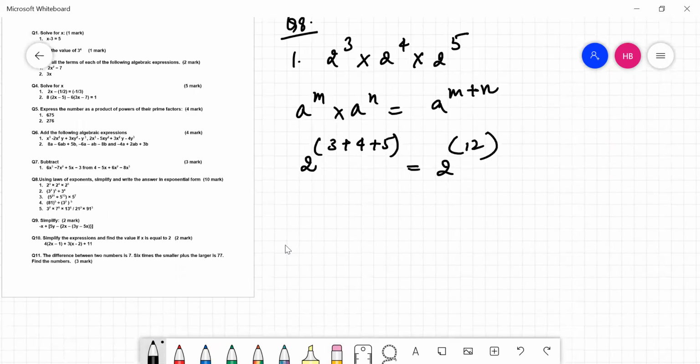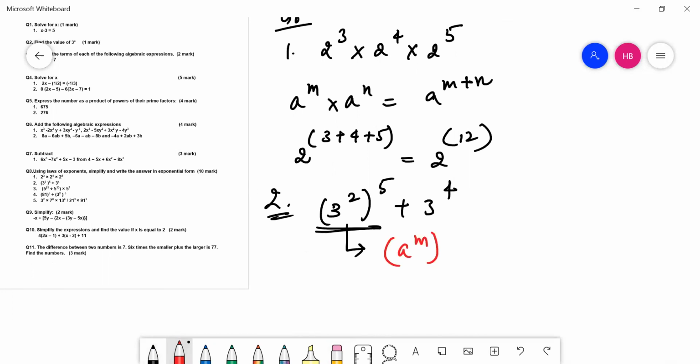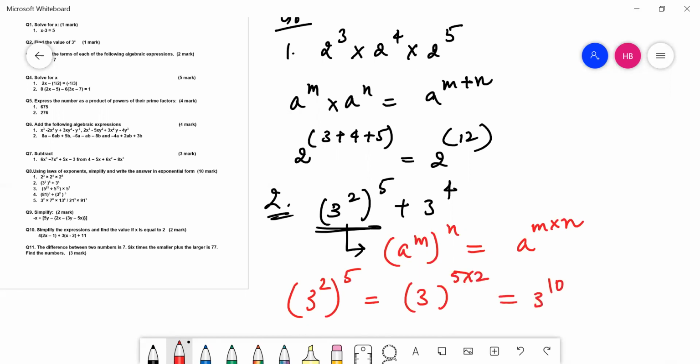Now the second question is 3 raised to power 2 raised to power 5 plus 3 raised to power 4. So here first of all, I have to apply the property a raised to power m raised to power n, which will give you a raised to power m into n. So here 3 raised to power 2 raised to power 5 will give me 3 raised to power 5 into 2, which will give me 3 raised to power 10. Okay, so first I will get this.